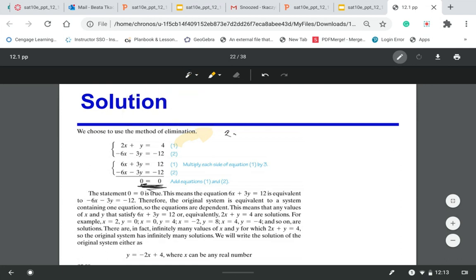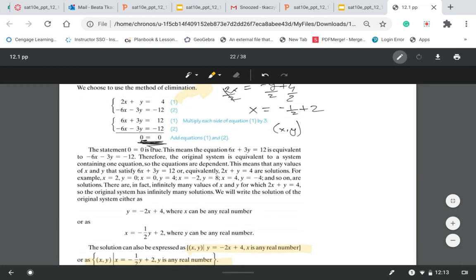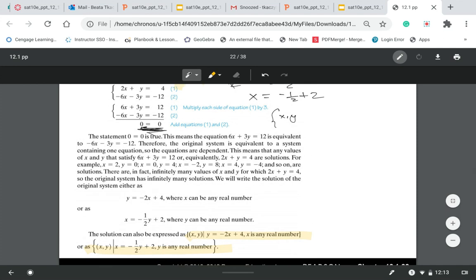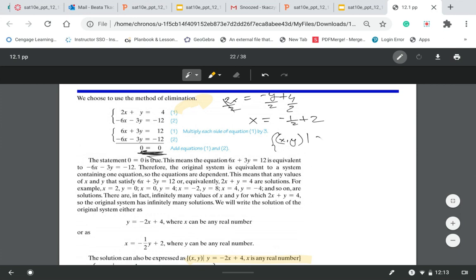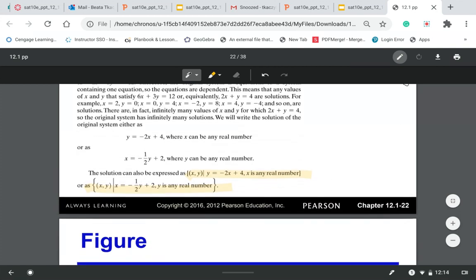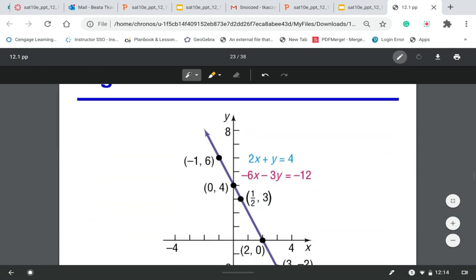If you solve that for x, you will end up with 2x equal negative y plus 4, divided by 2, divided by 2, divided by 2. You will end up with x equal negative 1/2 y plus 2. So you can express the solution, again, x comma y, like before: the solution is x comma y such that x is equal to negative 1/2 y plus 2, and y is any real number. So there are 2 ways to represent the solution.